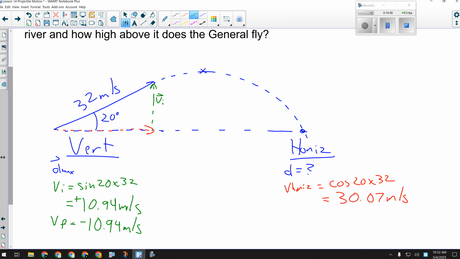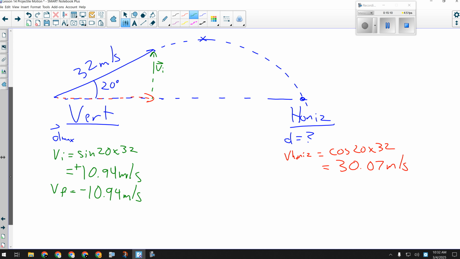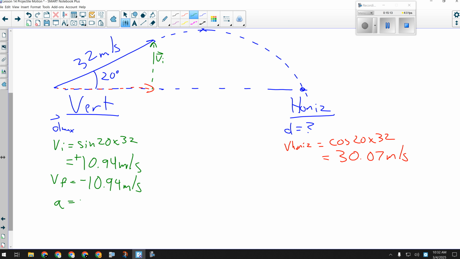Okay, what else do I know vertically? One more thing. Acceleration. I know the acceleration, okay? It's gravity. Do I need to make gravity negative here? I do. Okay. I'm trying to find the horizontal distance, and I have the horizontal velocity. We established earlier that if I want to get that horizontal distance, what I need is time. Can I find it over here? I have VI, VF, and A. Can I find T?